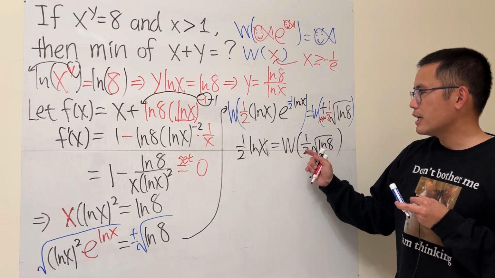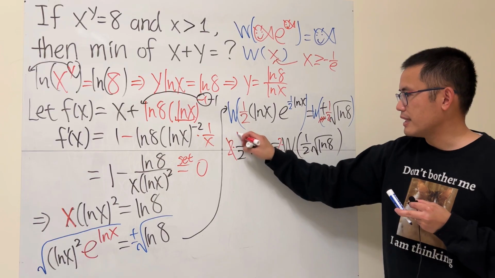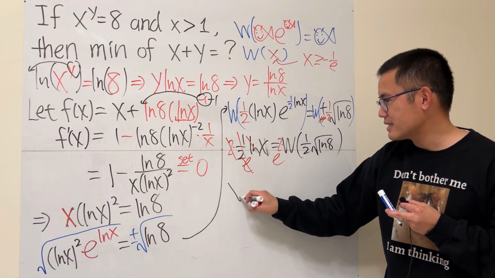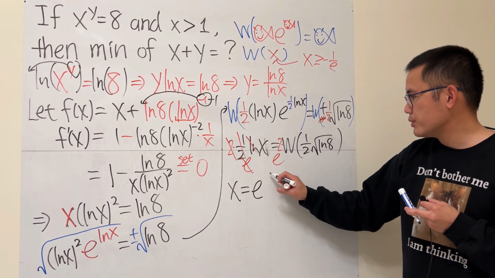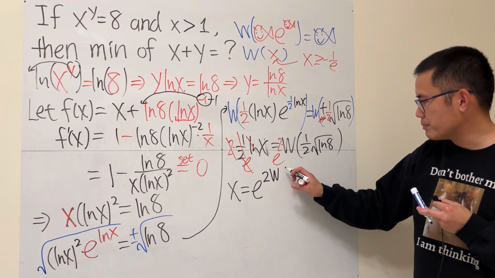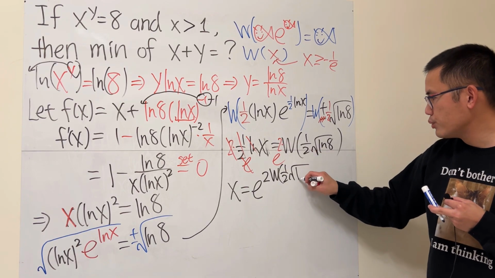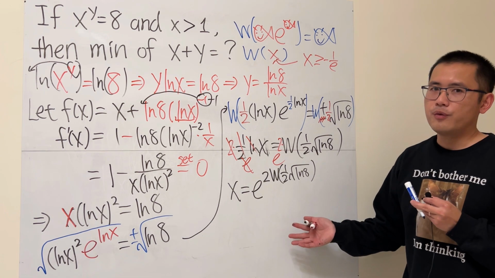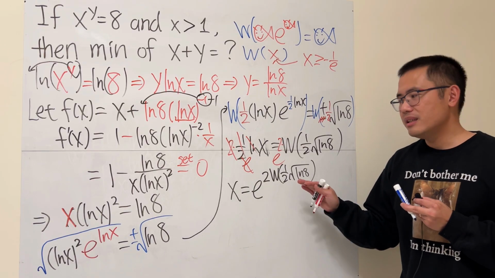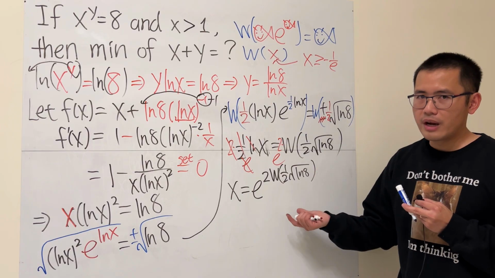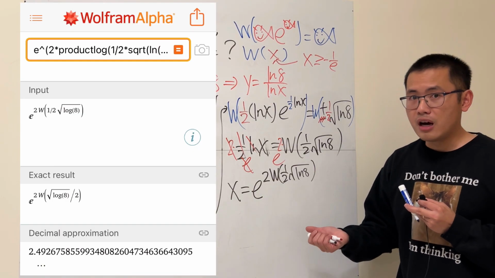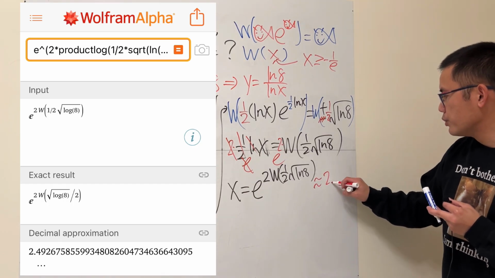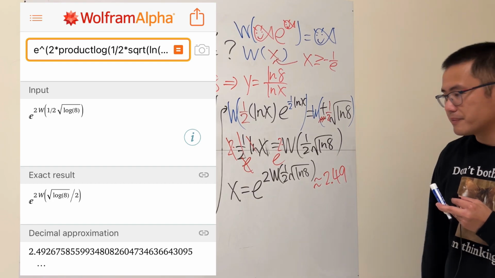Okay, multiply both sides by 2. So this and that cancel, and then do e to the power, so this and that cancel. Ladies and gentlemen, we can get x being equal to e raised to 2 times the Lambert W function of 1/2 square root of ln8. So this right here, it's the critical number in the exact form with the Lambert W function. And to get a decimal approximation for this, you can use Wolfram Alpha, enter the W as product log, which is very similar to the regular natural log, and you will get approximately 2.49 something something.